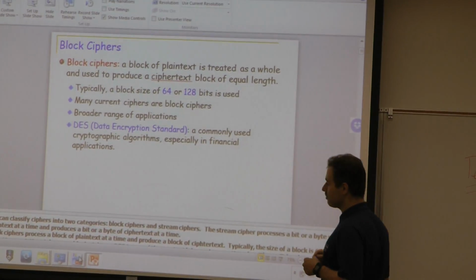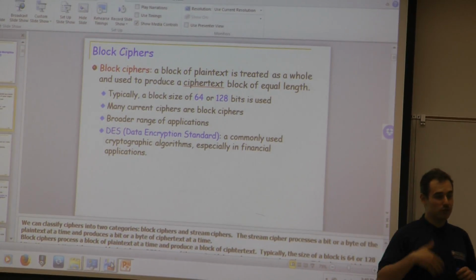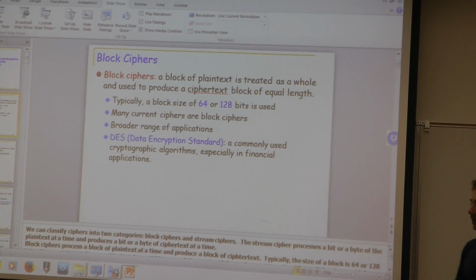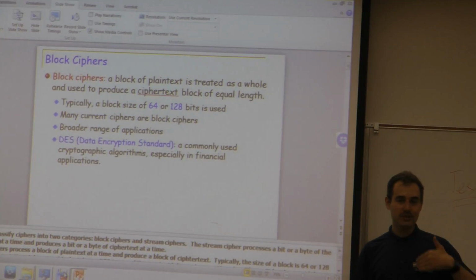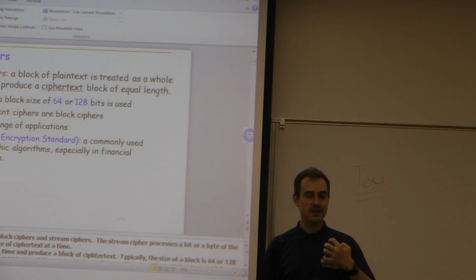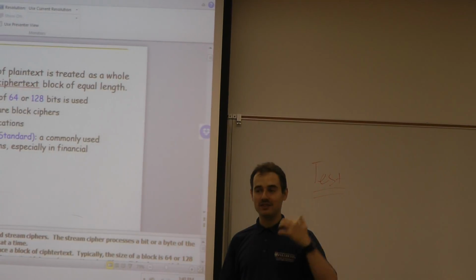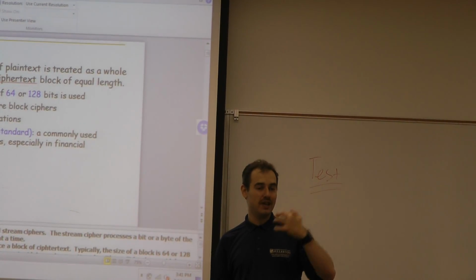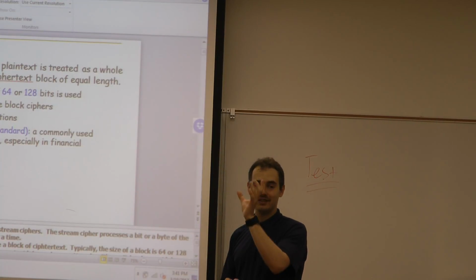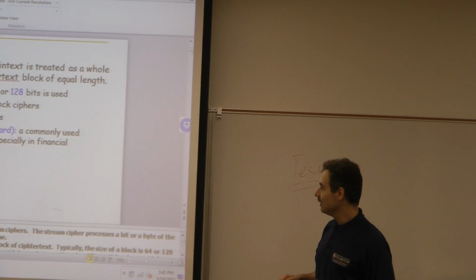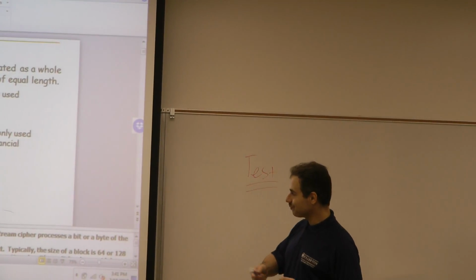The block ciphers we talked about were either 64 or 128 bits long. Remember, DES encrypts things 64 bits at a time, and AES encrypts things 128 bits at a time. So for DES, the block size is 64, and for AES, it's 128. All right.